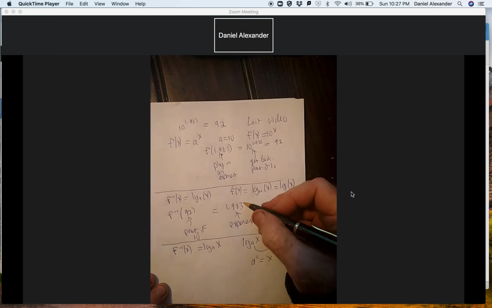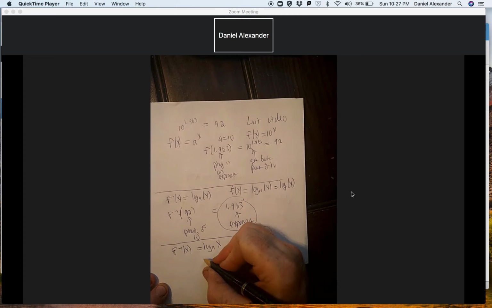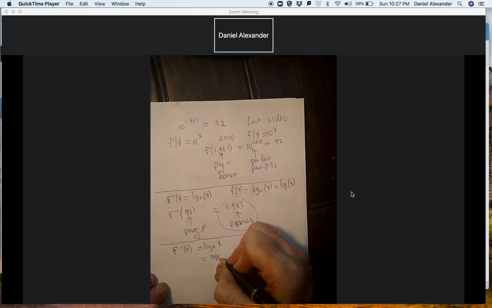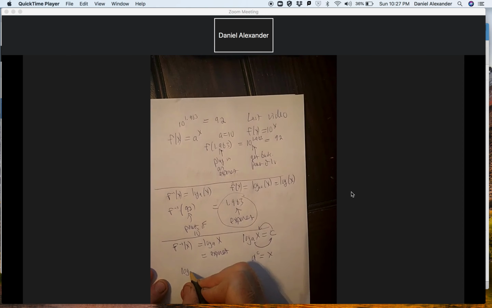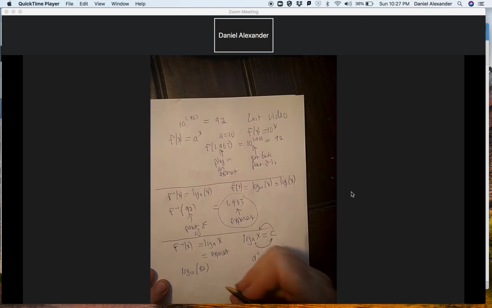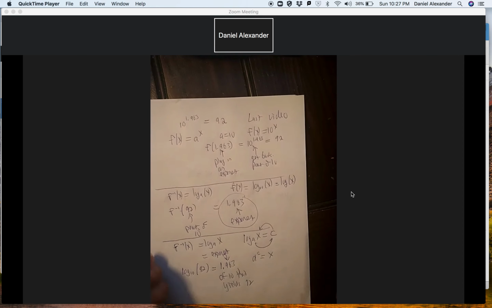I also think it's important to keep in mind that logs are exponents. So when we plug a number into the log function, we get an exponent. Again, let's look at log base 10 of 92. That says, what exponent of 10 gives me 92? The answer is 1.963. That's an exponent, the exponent of 10 that yields 92. Again, I wanted to review that.